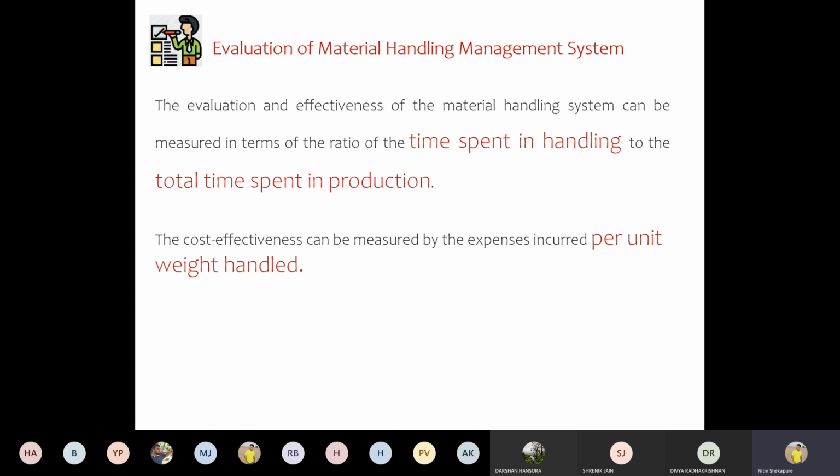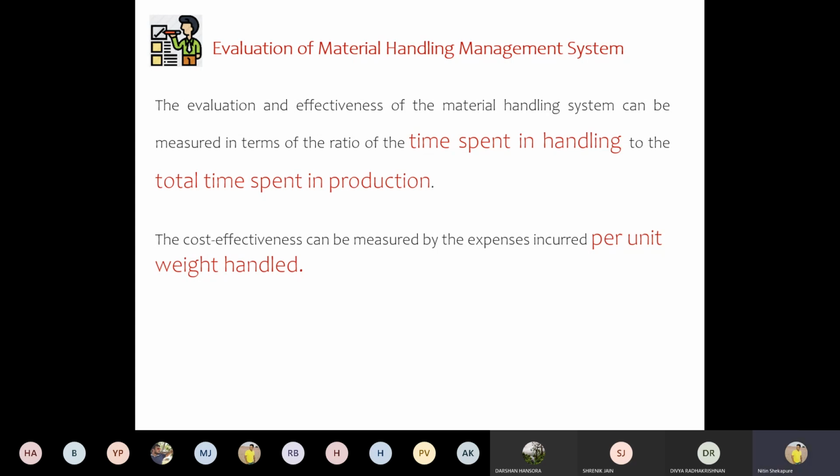Total time spent in production includes what? From raw material to finished good. And we are going to do some operations on that particular raw material. Agree on this? Yes, sir. When that particular component is on the machine, it's working over there, it's processing over there.